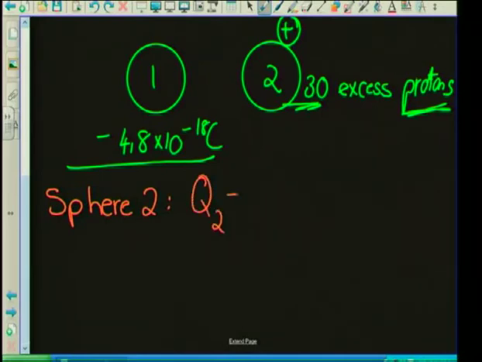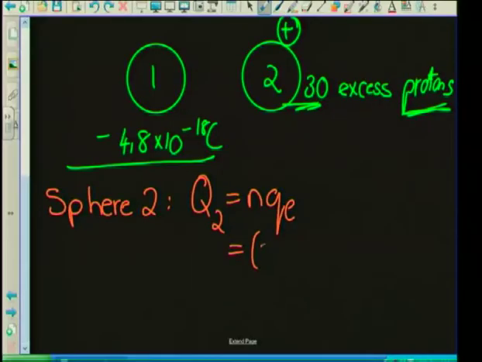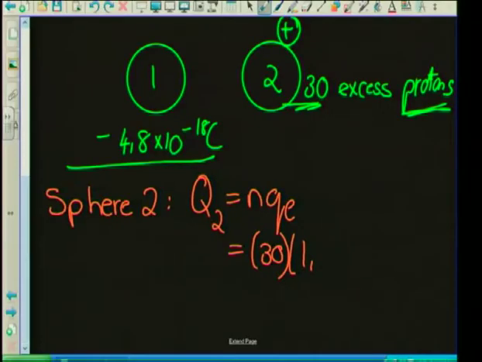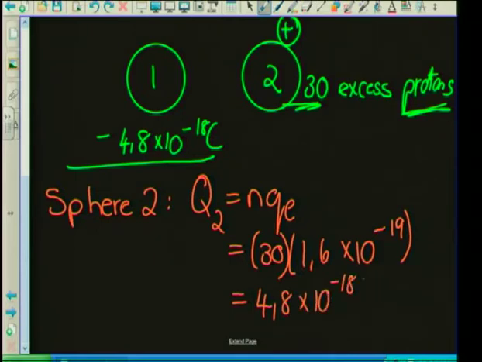Q2 is n times Q_e. We know n now because it is 30. Positively charged because it's protons. Q_e is the same for protons. So now instead of putting minus 1.6, I'm going to be plus 1.6. And we take out our calculators. And we get 4.8 times 10 to the minus 18 coulombs. Great, I have sphere 2.